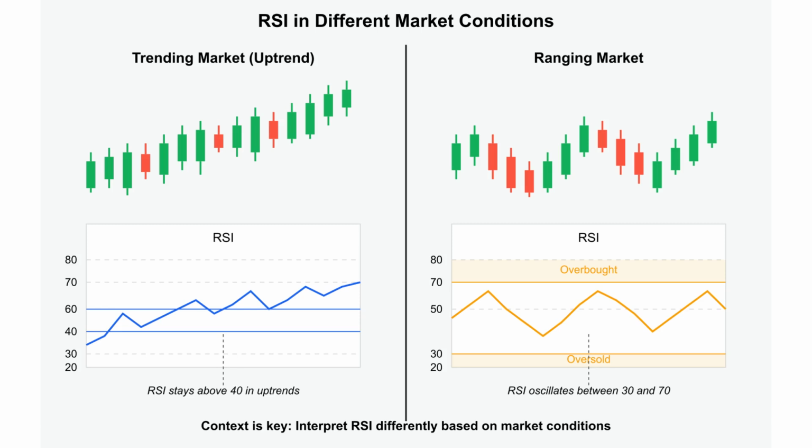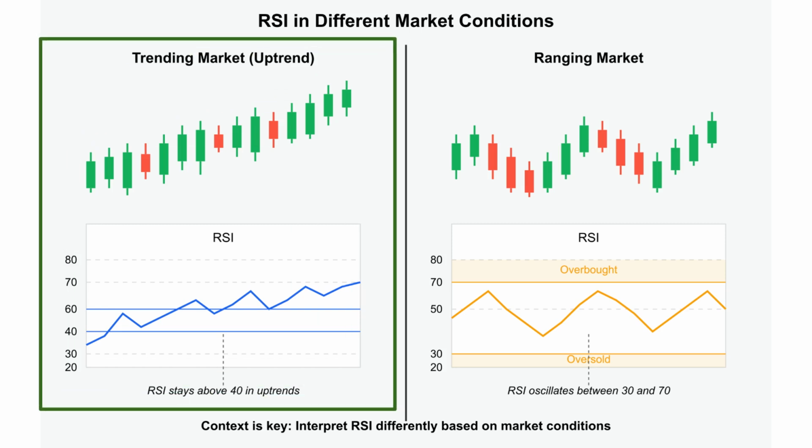Let's examine how RSI behaves in these two fundamentally different market environments. On the left, we have a trending market, specifically an uptrend. Notice how price forms a series of higher highs and higher lows, with predominantly bullish green candles. In trending markets, RSI does not behave in the traditional overbought and oversold manner.